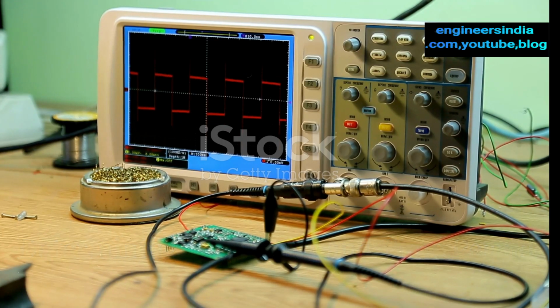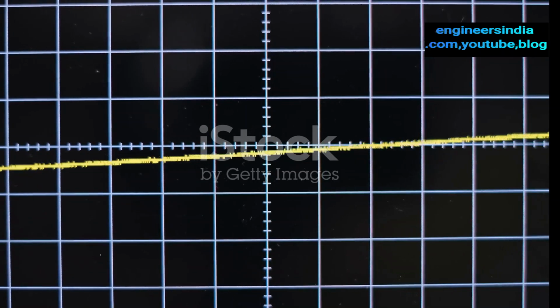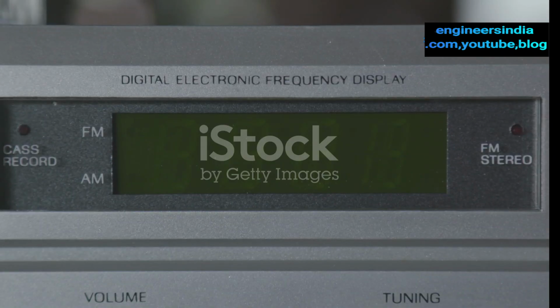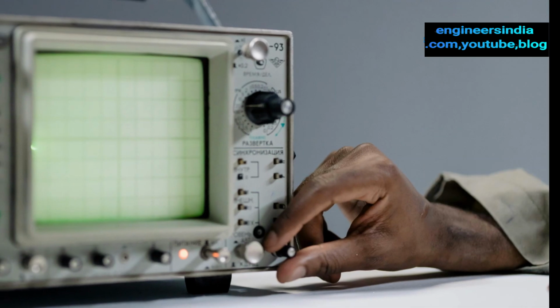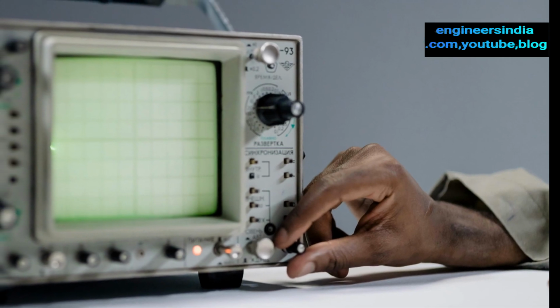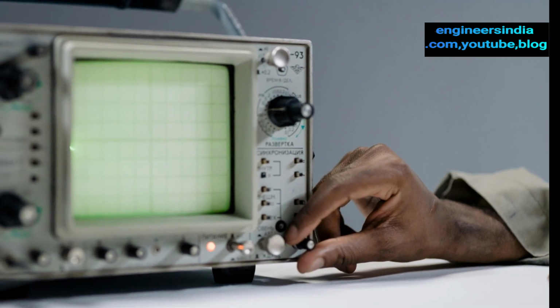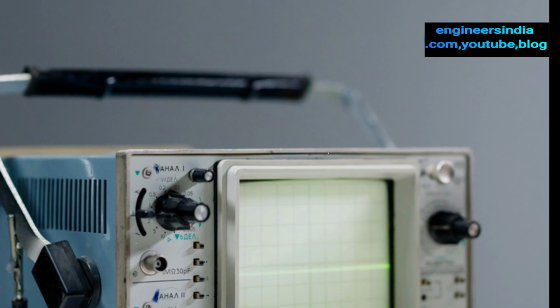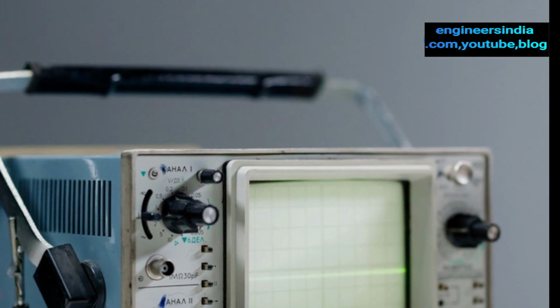Next up, frequency. Imagine the frequency of a sound wave. It's how many cycles occur per second. We measure frequency in hertz. The CRO helps us visualize and measure the frequency of electrical signals. First, adjust the horizontal scale, time per division, to display a few cycles of the waveform. This allows us to clearly see the repeating pattern of the signal.